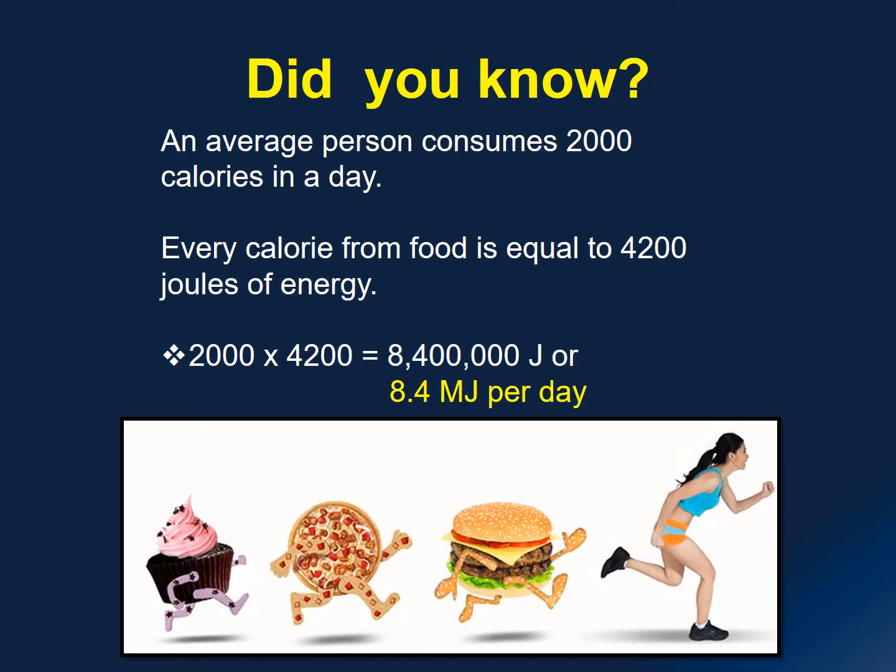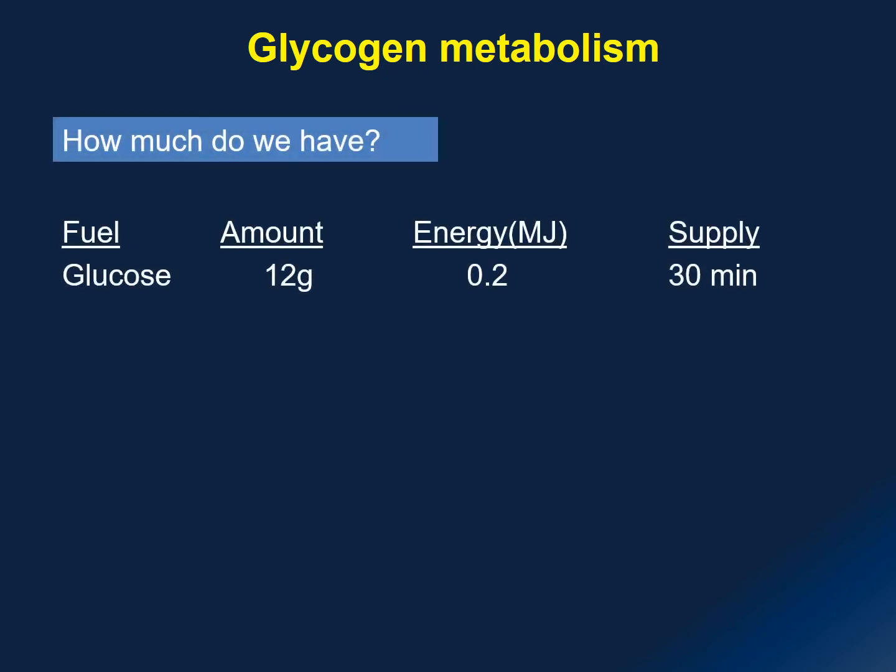Okay, we use energy all the time, but do you know how much energy we use in a day? The value is more or less equivalent to what we consume every day. And that figure is around 2000 calories, which is around 8.4 megajoules per day. But how much energy do we have in our body? Like I mentioned before, we only have a small amount of glucose in our body, which is around 12 grams, and that can only last us for about 30 minutes.